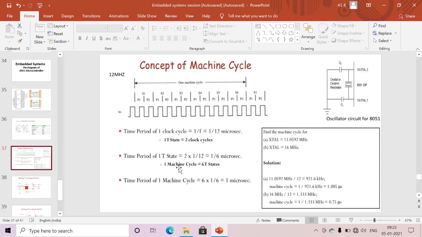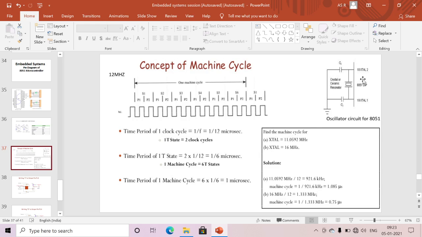Now I need to calculate one machine cycle with 6 states. That's why I'm multiplying by 6. Finally, 6 multiplied by 1 divided by 6, I will get 1 microsecond. If I am giving 12 megahertz, my machine cycle period is 1 microsecond. Similarly, we'll calculate with other examples.